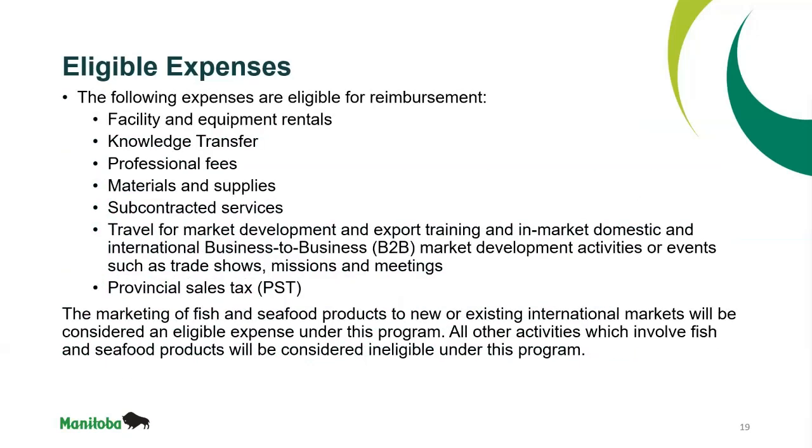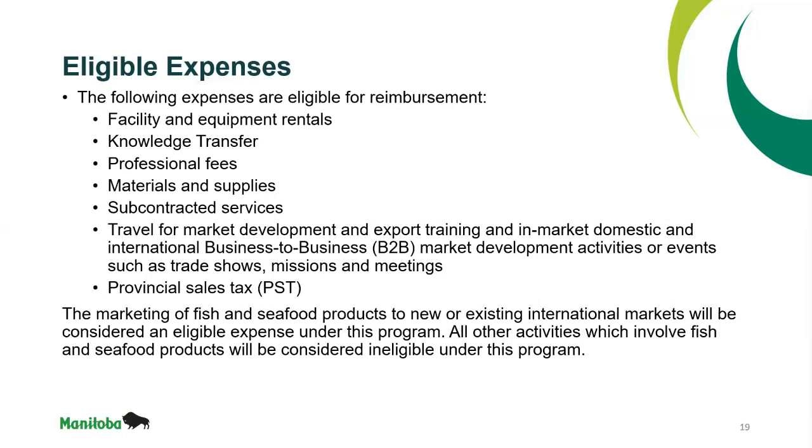Continuing on with eligible expenses, the following expenses are eligible for reimbursement. This is a broad strokes list. All these items are going to apply to all 4 of the funding streams. The following expenses are eligible for reimbursement: facility and equipment rentals, knowledge transfer, professional fees, materials and supplies, subcontracted services, travel for market development and export training, and in-market domestic and international business-to-business market development activities or events such as trade shows, missions, and meetings.